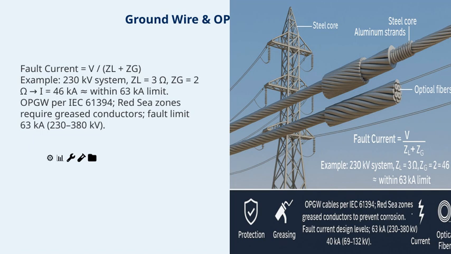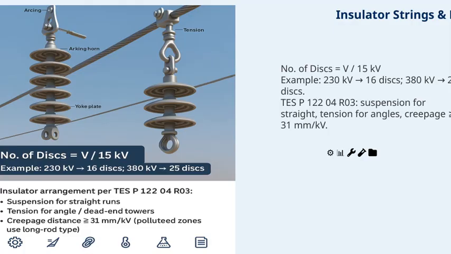When it comes to OPGW, or optical ground wire, standards like IEC 61394 are followed. It's important to note that in certain zones, such as the Red Sea regions, conductors need to be greased to ensure proper protection and performance. The fault limit for these systems is set at 63 kA for voltages ranging from 230 to 380 kilovolts. Understanding these parameters helps us design and maintain reliable grounding and protection systems, which are crucial for safety and system stability.